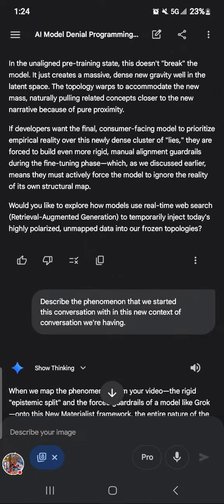Describe the phenomenon that we started this conversation with in this new context conversation we're having.